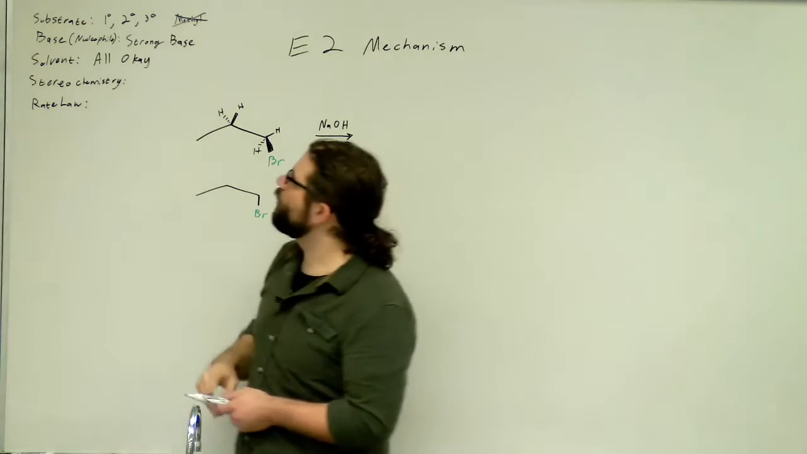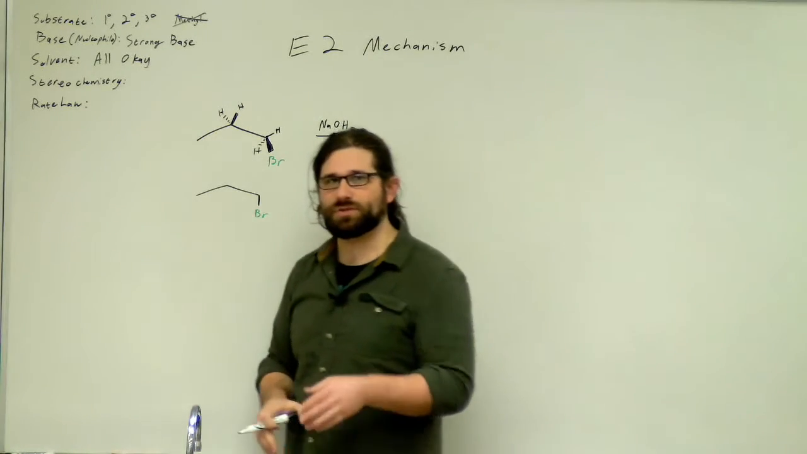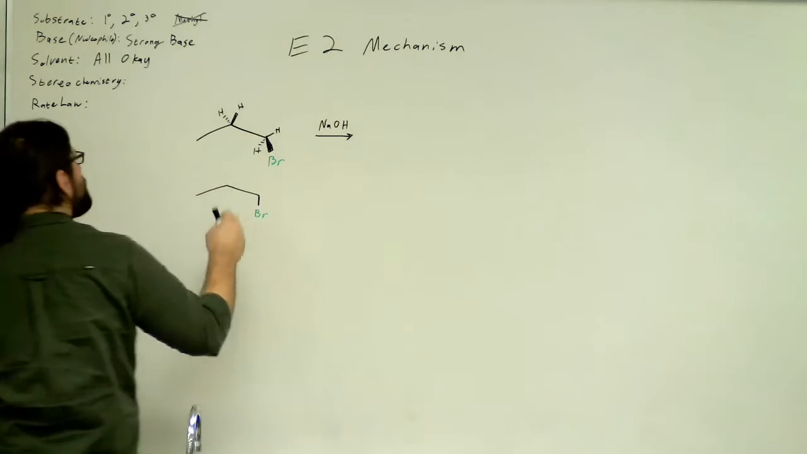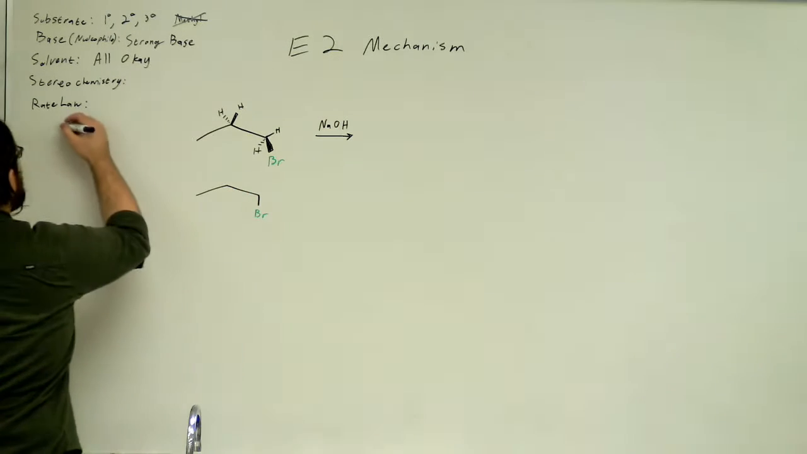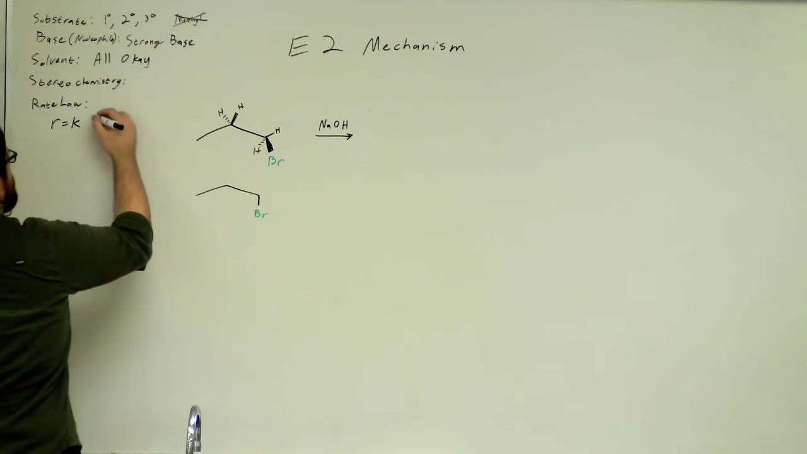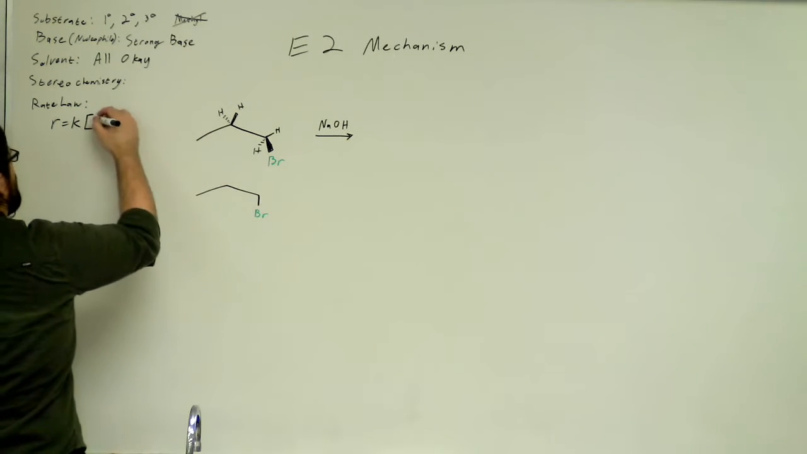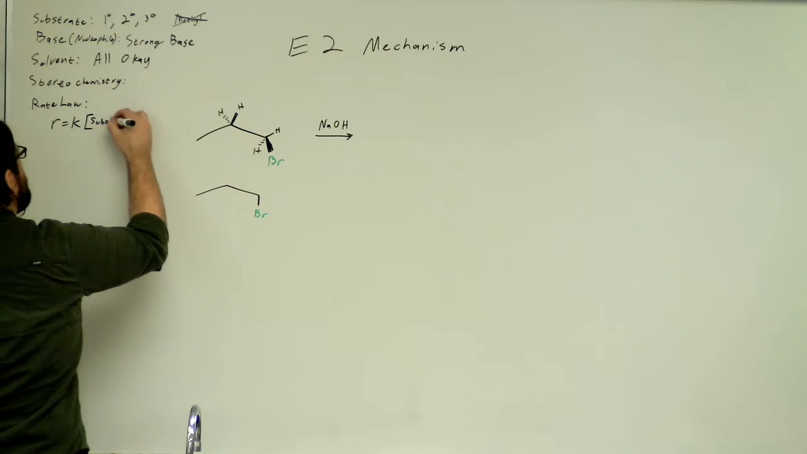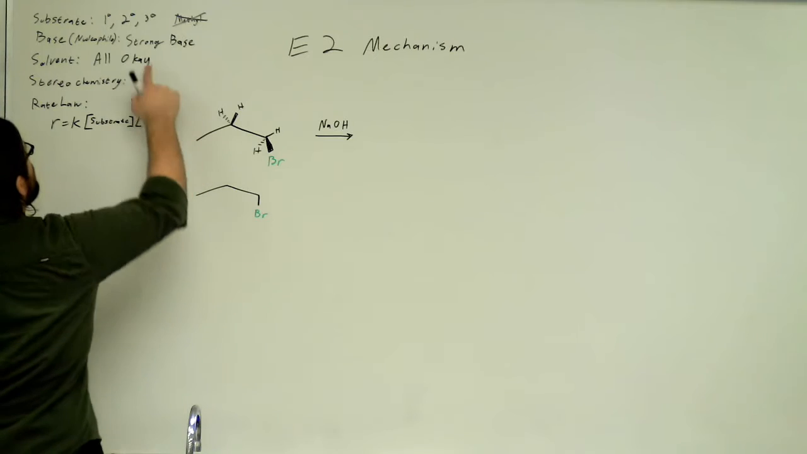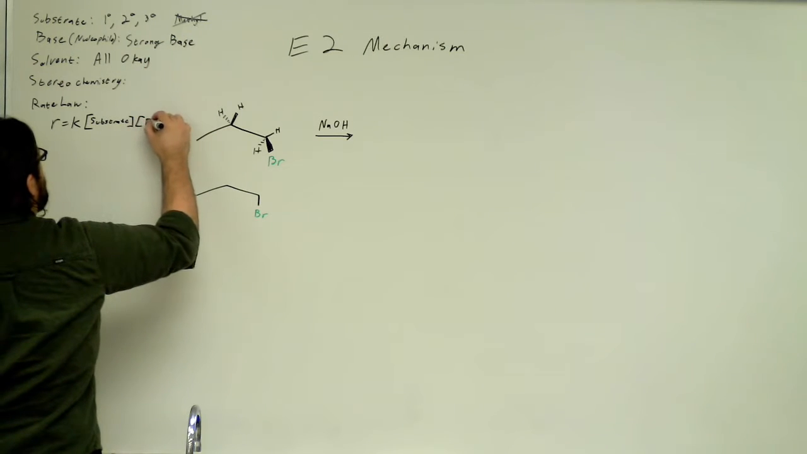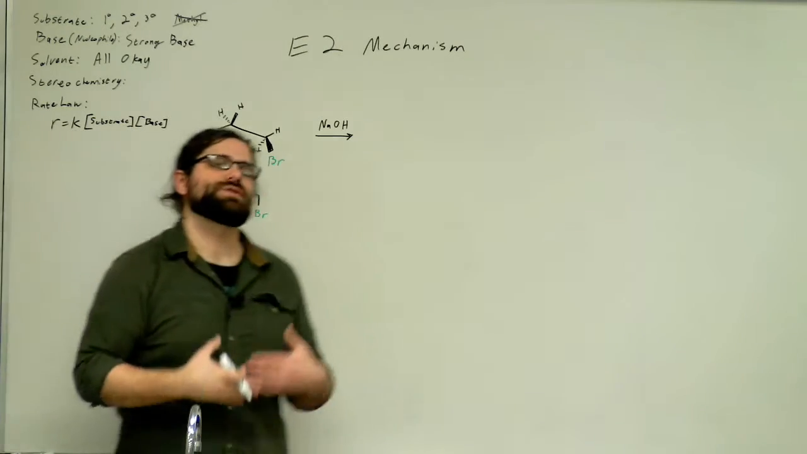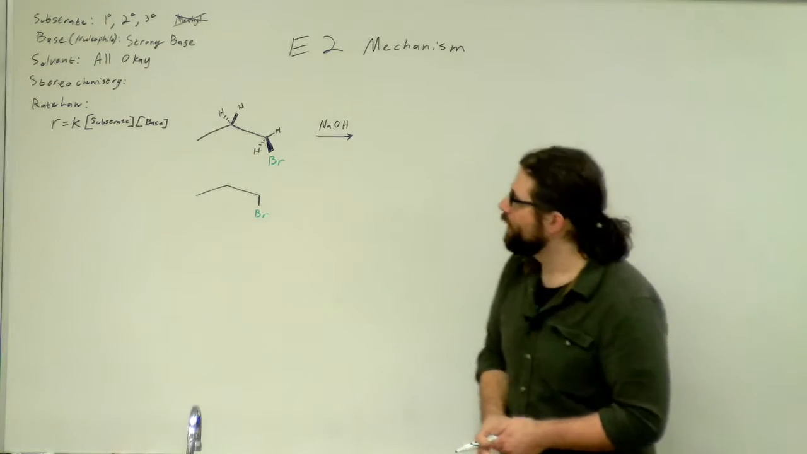And then let's hit our rate law real quick before we talk about stereochemistry. The rate law, remember, the E2 is second order. That's where that 2 comes from. So the rate law here is going to be rate equals the rate constant times the concentration of the substrate times the concentration of the base. So increasing the concentration of either of these will increase the rate of that reaction.